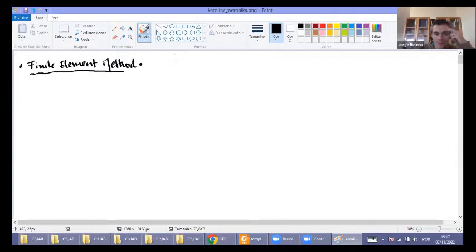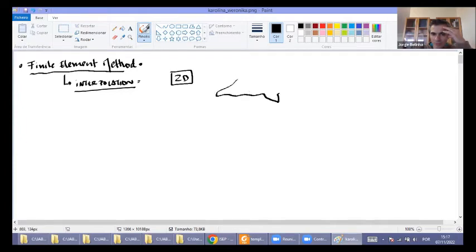First, the finite element method is an interpolation method. It means that you can interpolate, for example, 2D structures. Let's see a 2D domain. Imagine that you have a territory, like Portugal, and you know that in some places, for example, here, you know the temperature. You know this temperature here, the temperature here, etc.